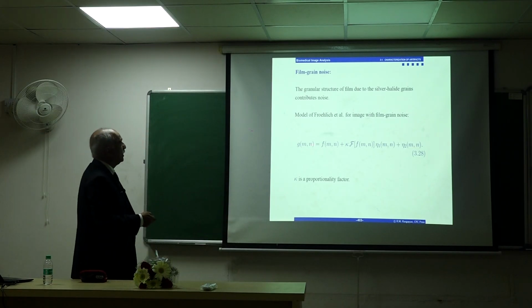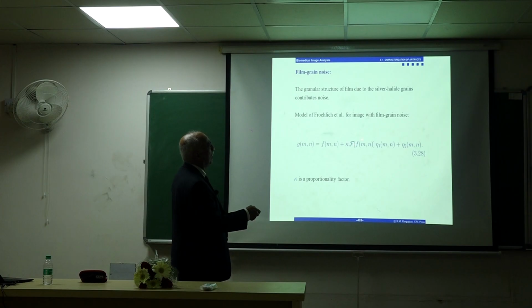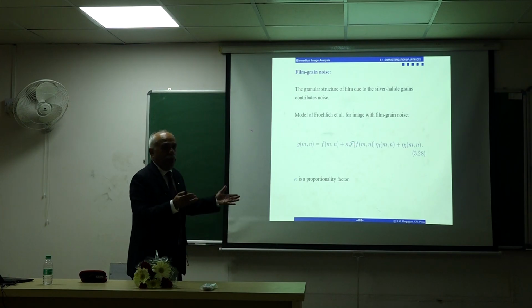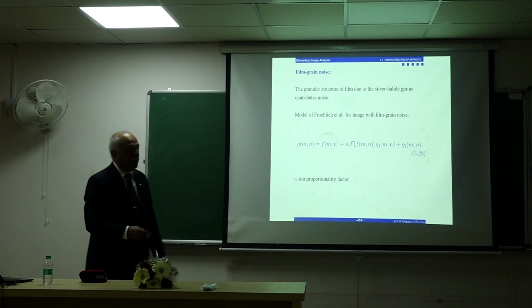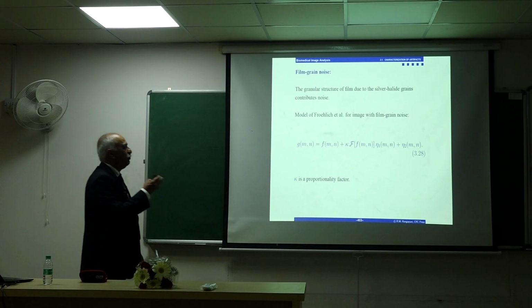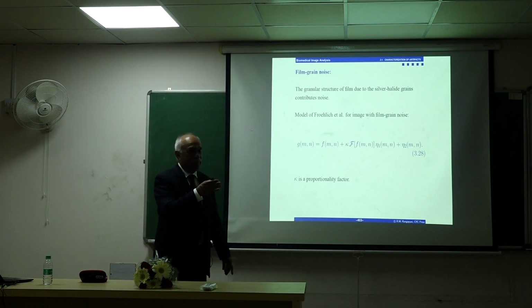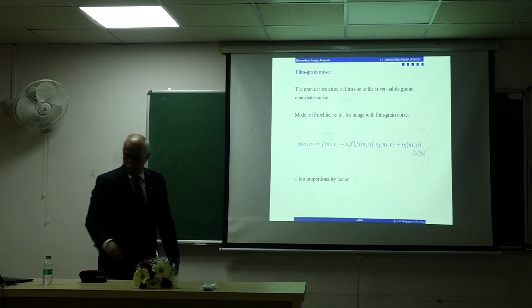So there is a model given by this equation. g(m,n) is f(m,n), the original signal, plus this factor. Now kappa is some scale factor. This script f is some function of f(m,n), of the original signal, which you don't know, of course, times eta 1, multiplicative noise, plus eta 2, additive noise. So this is a general model which includes both multiplicative and additive. And if you assume kappa is 0, then it's only additive. But you need to have some idea of what this function is.